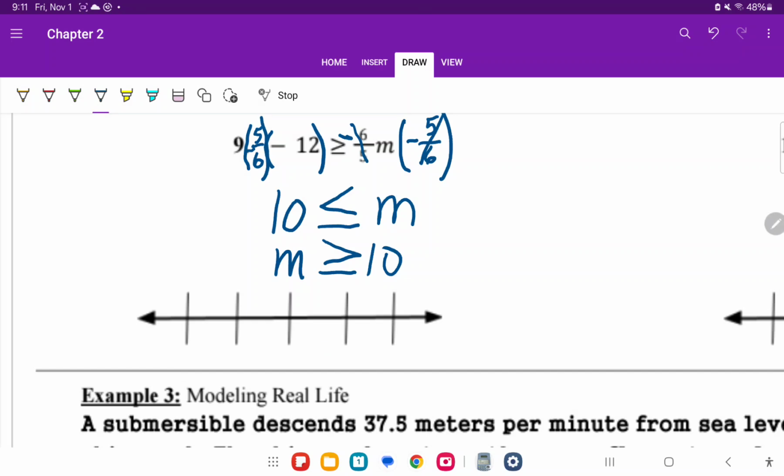Now, whose turn is it now? Cainsley. Are we using an open or closed circle? Closed. Good job. And is our arrow going to the left or right? Right. That's right. It does go to the right.